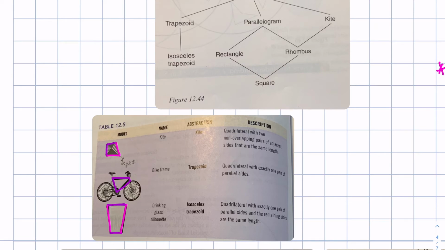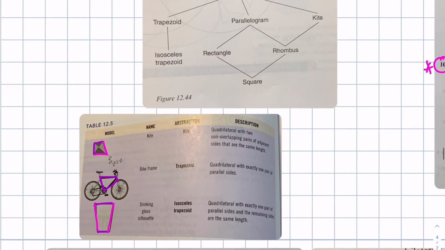So because they have two non-overlapping pairs of adjacent sides that are the same length, because all of their sides are the same length. Since all their sides are the same length, both pairs of sides are the same length. So all rhombi are kites as well as parallelograms. So in this intersection of kites and parallelograms, we have rhombi.